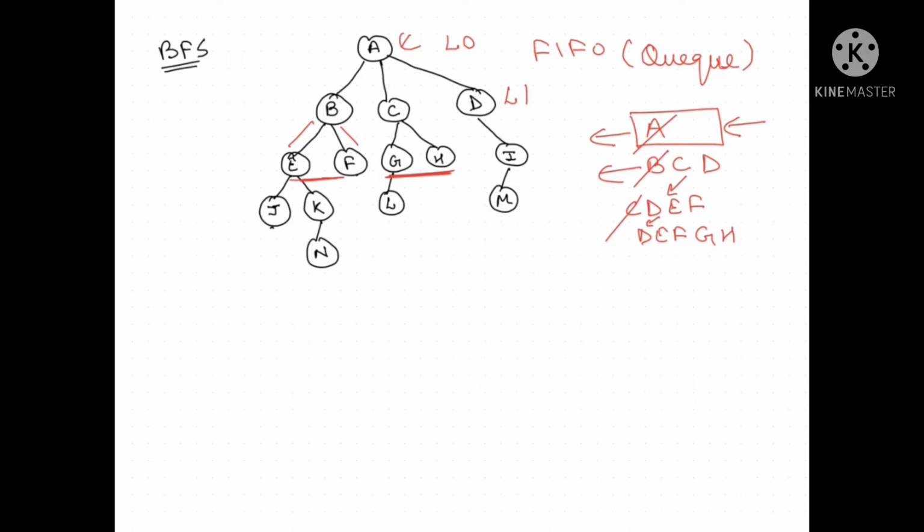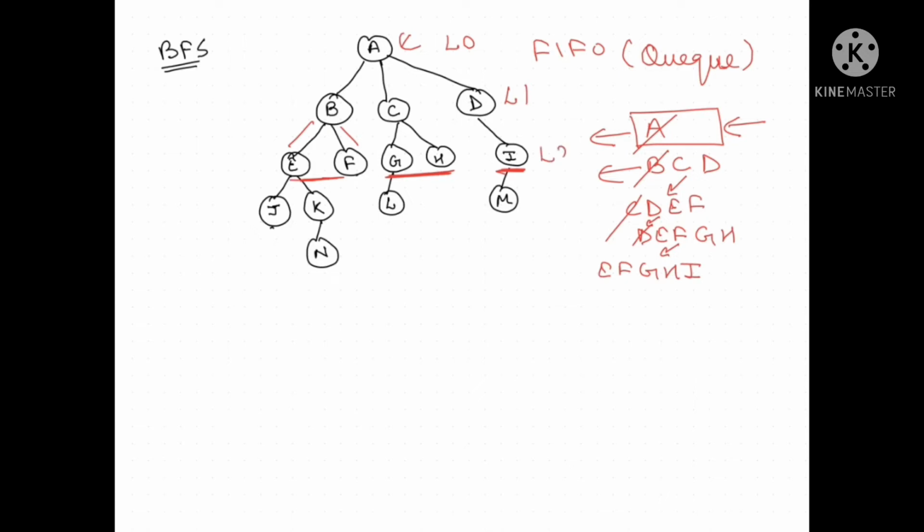Now the same rule, we are taking out D from here. So we will write as it is, that is E, F, G, H. And then D takes us to which node? That is I.